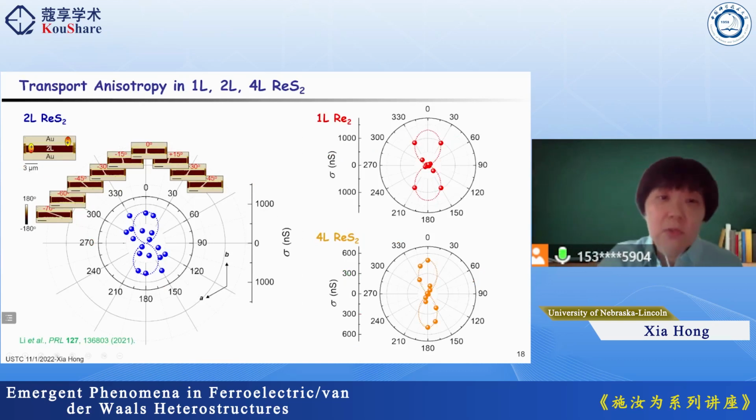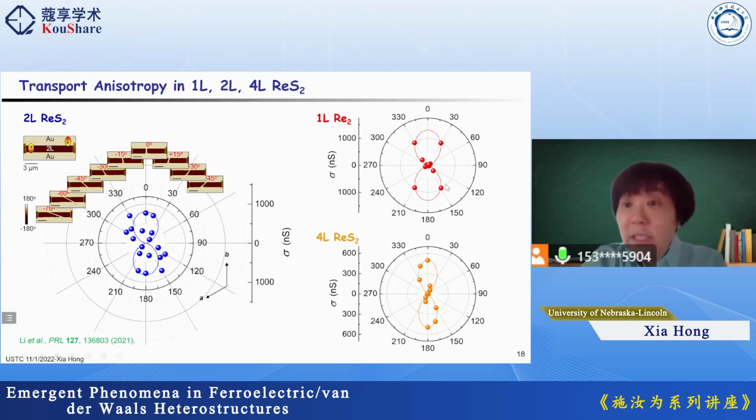So using this approach, we have tried to map out the transport anisotropy in monolayer, bilayer, and 4-layer rhenium disulfide samples. So here is a polar plot of the conductivity. And there are a couple of common features. For all those samples, it's most conductive along the b-axis. This is a rhenium chain. And the least conductive along the direction perpendicular to the b-axis.